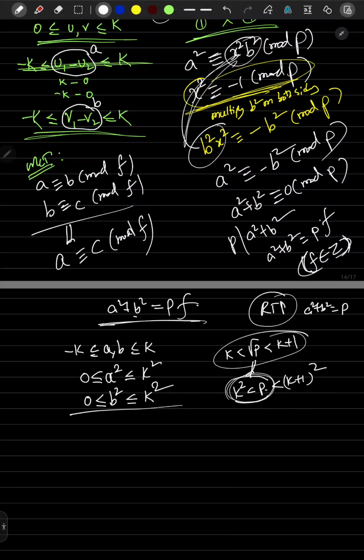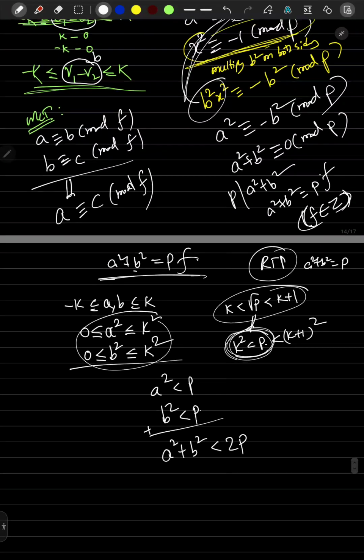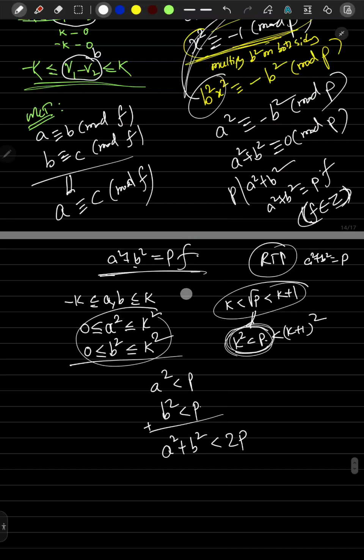So because of this, now I can write that a square is less than p, b square is less than p. So a square plus b square is less than 2p. Not equal, but less than 2p. Okay, this is the basic funda. Now tell me.